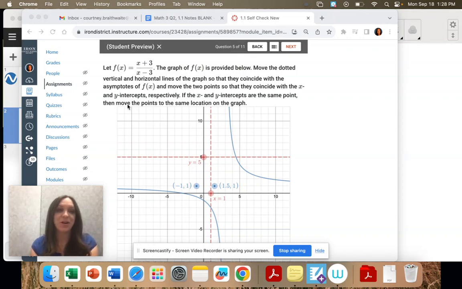All right, there's a lot going on here. Number 5, we have f of x is (x + 3) divided by (x - 3). And then there's a graph down here that we need to move around. We need to move the vertical and horizontal lines so they go with the asymptotes. That's a new word. And then 2 points for the x and y intercepts.